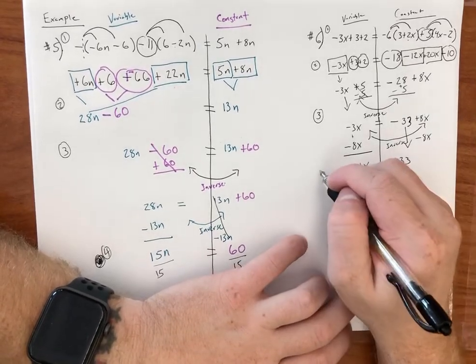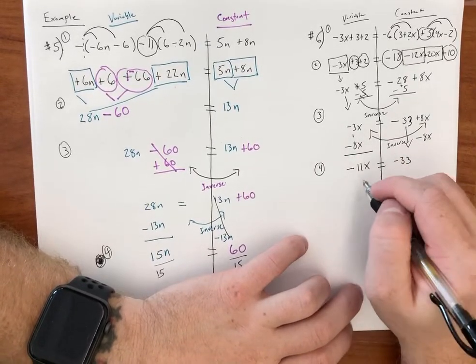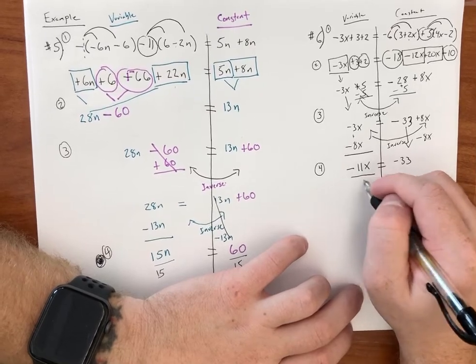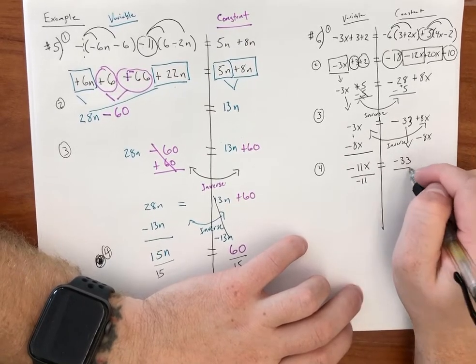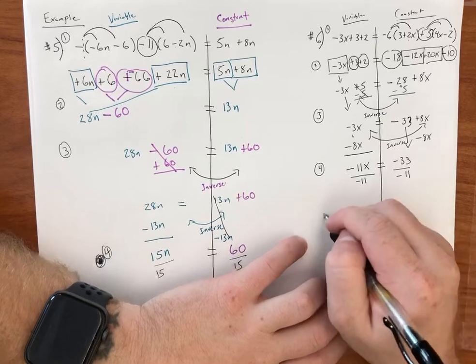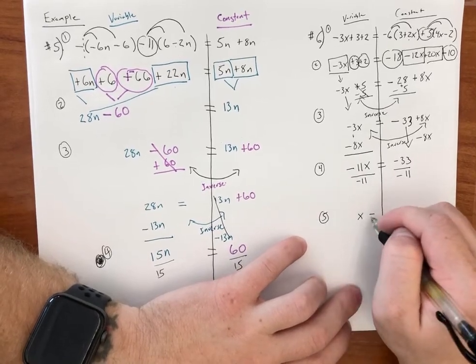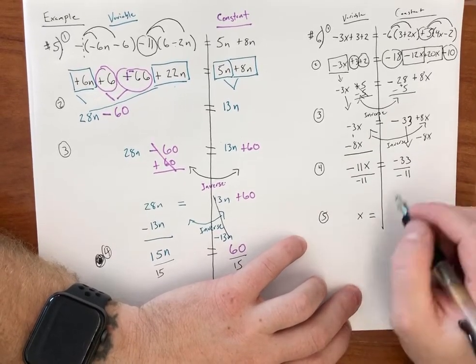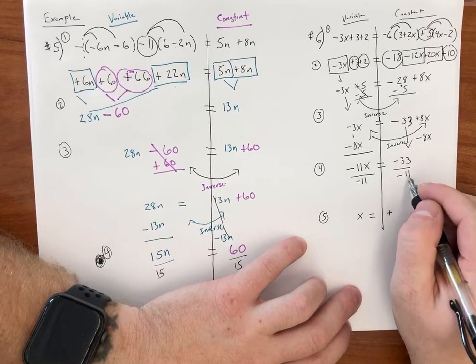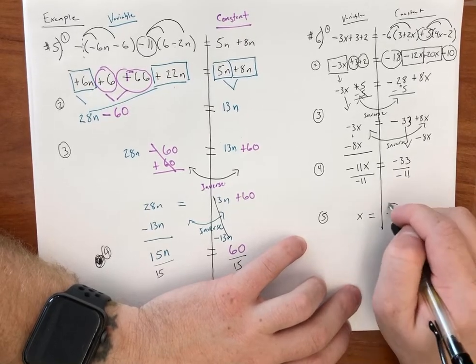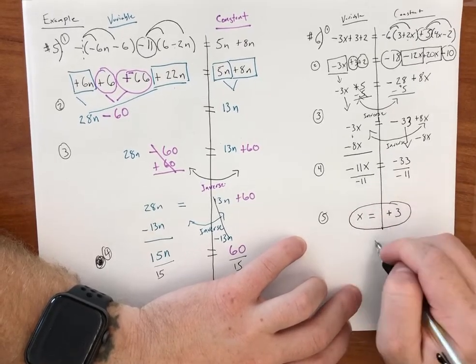So now we've got to do step number 4, which is to divide. So I've got to divide by negative 11, divide by negative 11. And number 5 is x equals. So I have a negative divided by a negative is going to give me a positive. 33 divided by 11 gives me 3. So x is equal to positive 3.